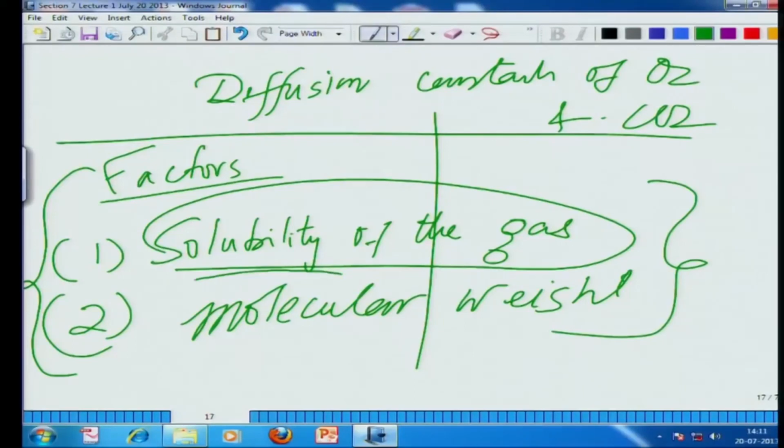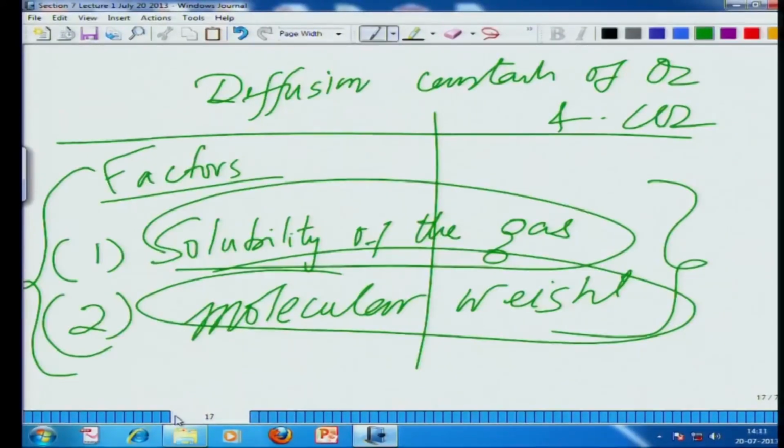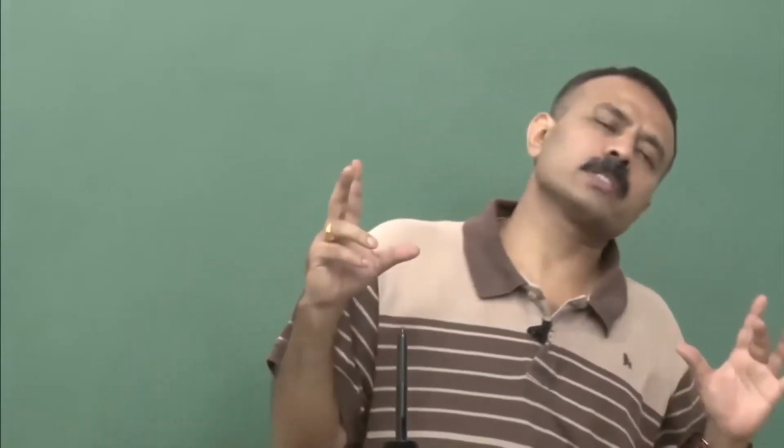Now, look at carbon dioxide. I gave you two situations: solubility of the gas and molecular weight. Let us look at the molecular weight. Molecular weight wise, the one which has higher molecular weight will diffuse slowly, because it is heavy. Something which is heavy moves slowly, whereas something which is light moves fast. So, theoretically carbon dioxide should move slowly as compared to oxygen. But there is another aspect called solubility of the gas in water, in any kind of moist medium. So, which is more soluble?